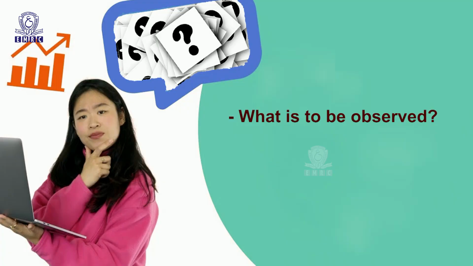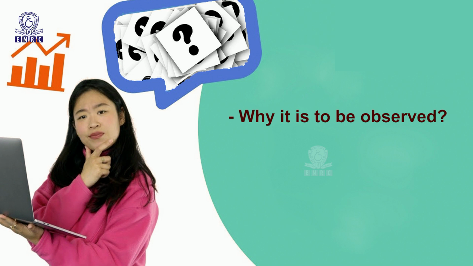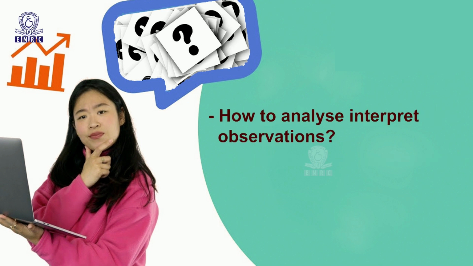Research design is planning a strategy of conducting research. It plans as to what is to be observed, how it is to be observed, when and where it is to be observed, why it is to be observed, how to record observation, how to analyze and interpret observation and how to generalize. Research design is thus a detailed plan of how the goals of research will be achieved.